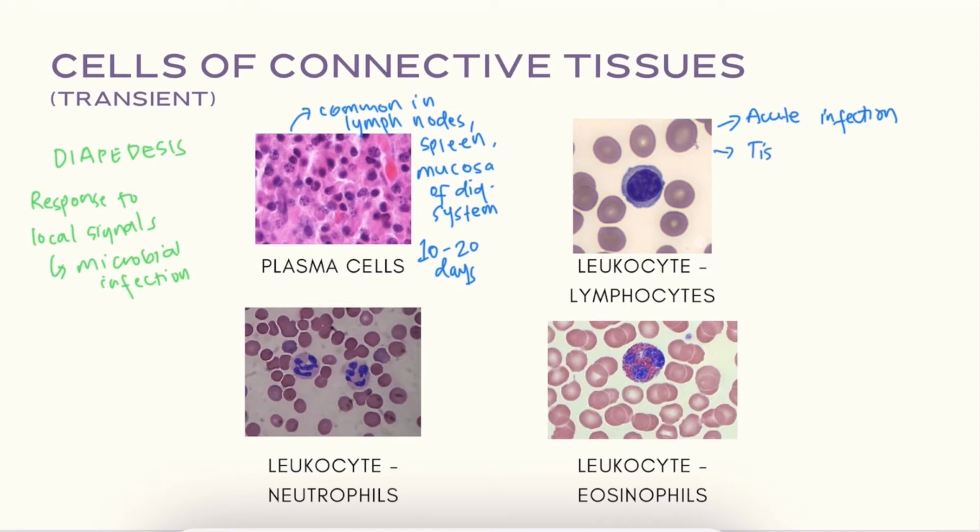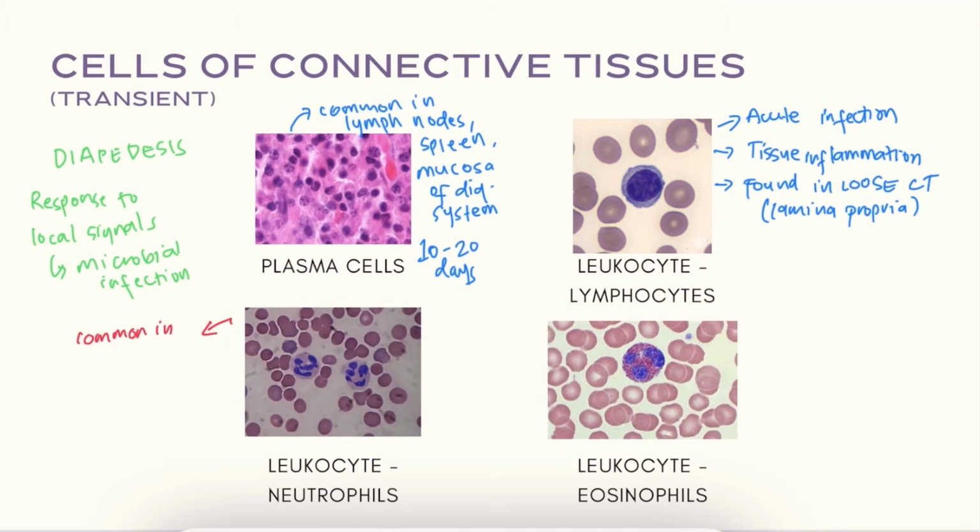Let's start off with lymphocytes. So again, leukocytes, besides macrophages and plasma cells, are types of white blood cells as well. Lymphocytes accumulate at any site of acute infection and tissue inflammation and are commonly found in the loose connective tissue, or your lamina propria, of your respiratory and gastrointestinal tracts. In these areas, many lymphocytes may be long-term residents. In other sites, they may pass through quickly.